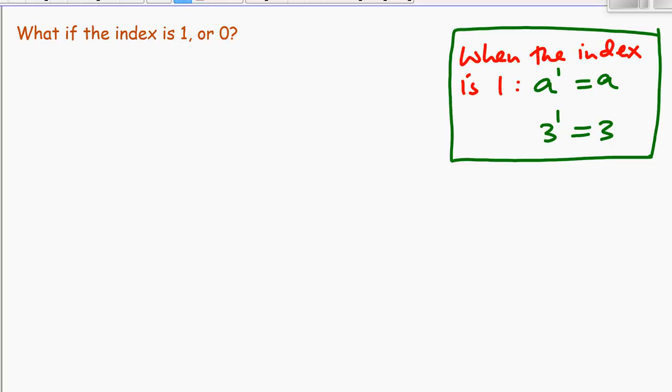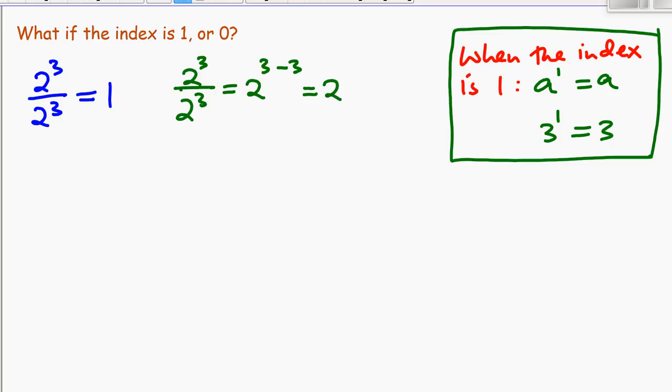So how about when the index is 0? When the index is 0, I'm going to look at some questions to help you try and make connections before I talk about when the index is 0. So assume we have 2 to the power 3 divided by 2 to the power 3. We know that that's 1. But remember, if we had 2 to the power 3 divided by 2 to the power 3, that is the same as 2 to the power 3 minus 3, which is 2 to the power 0, which is 1.